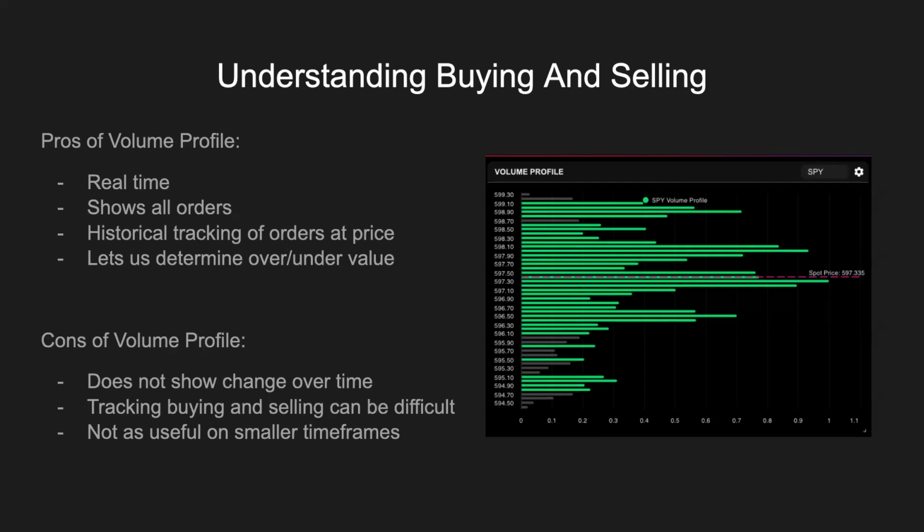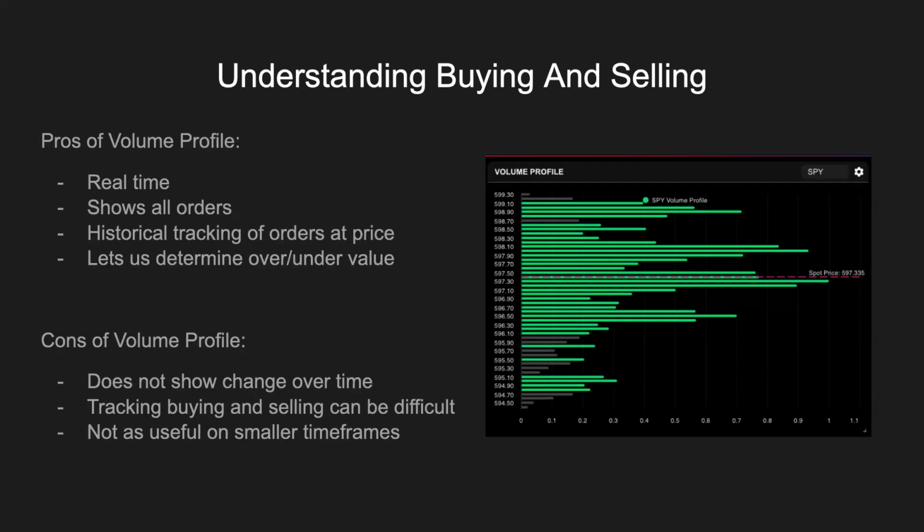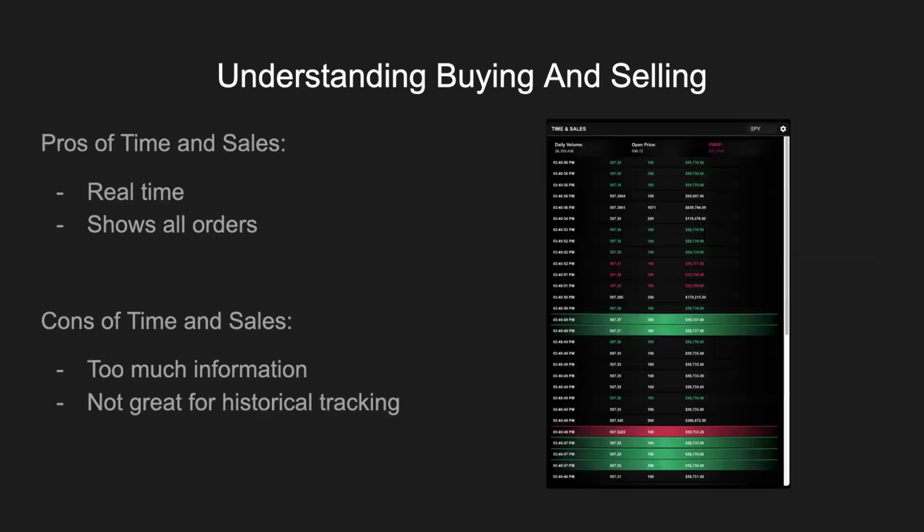I'd love to get a discount, but I'm not trying to buy when the price that it's going for is way over where the majority of people paid. That's what it boils down to. And the difference between this and this, like this information is all the same, right? Between the time and sales, the volume profile, and the footprint chart, right? Let's say this is the individual building blocks. This is each individual order.